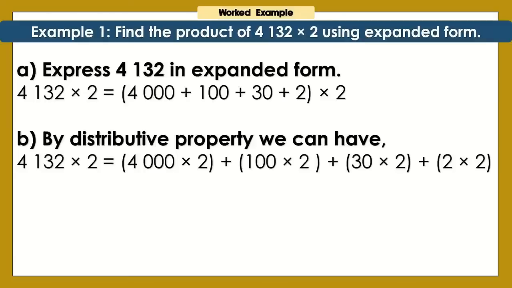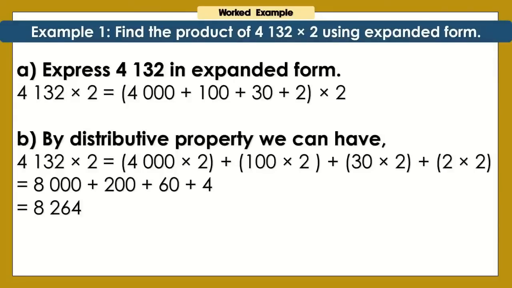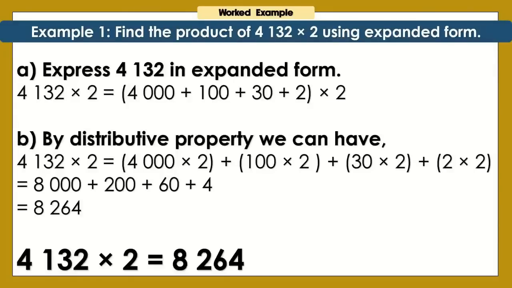(100 times 2) plus (30 times 2) plus (2 times 2) equals 8,000 plus 200 plus 60 plus 4 equals 8,264. 4,132 times 2 equals 8,264.